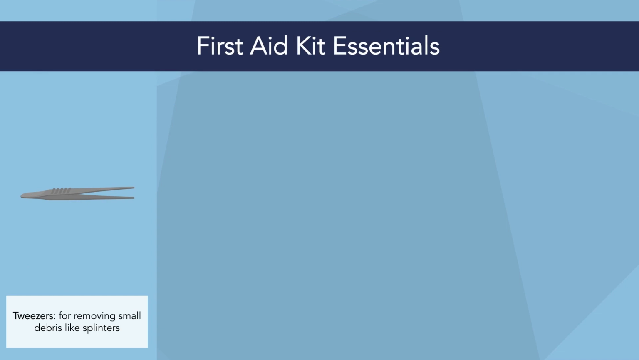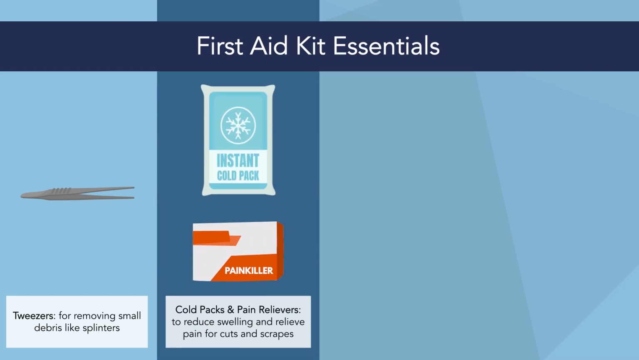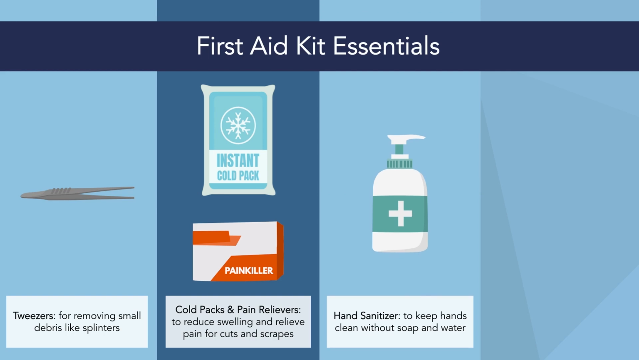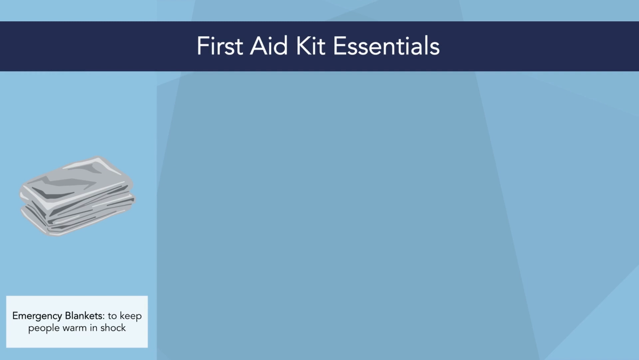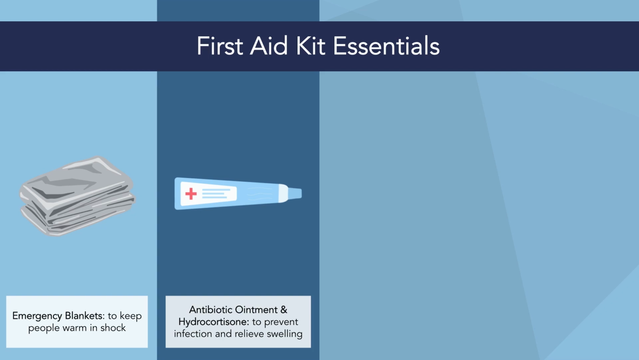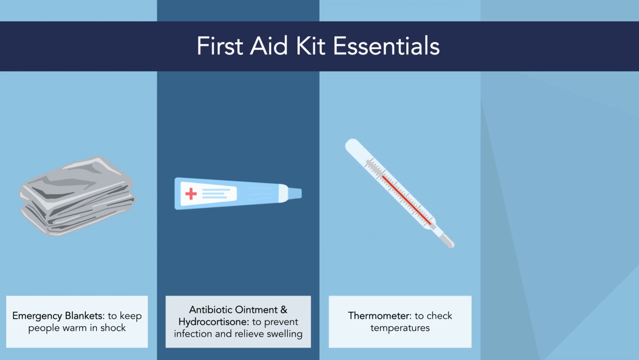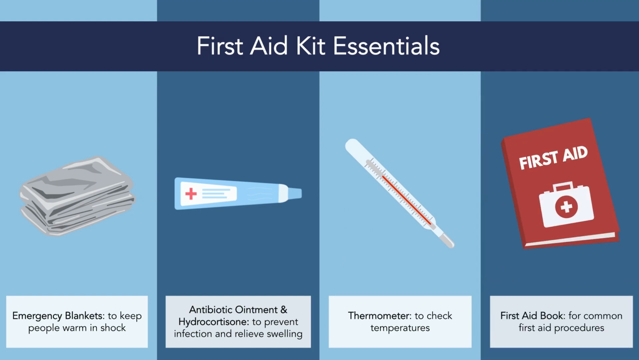Tweezers for removing small debris like splinters. Instant cold packs and pain relievers like acetaminophen or Tylenol and ibuprofen to reduce swelling and relieve pain. Hand sanitizer to keep hands clean if you don't have access to soap and water. Narcan, a form of naloxone for opioid overdoses. Emergency blankets to keep people warm if they go into shock. Antibiotic ointment and hydrocortisone cream to keep wounds from getting infected and to relieve itching and swelling. Thermometer to check temperatures. First aid book to look up procedures for common first aid needs.